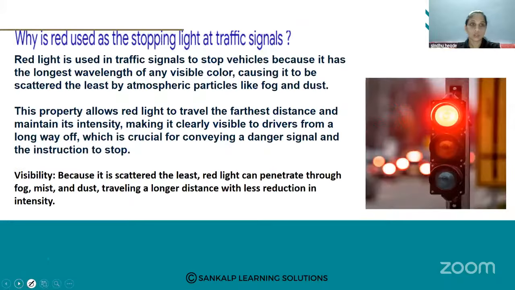We'll move to the next and last concept, that is, why is red used as a stopping light at traffic signals.